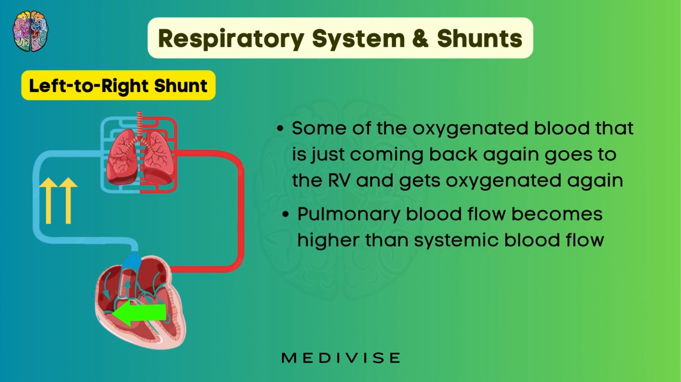And the final point, the pulmonary blood flow becomes higher than the systemic blood flow. Why is this? The same reason: the blood is going from the left to the right side of the heart, and so less blood is going to the systemic blood vessels, which leads to higher pulmonary blood flow.